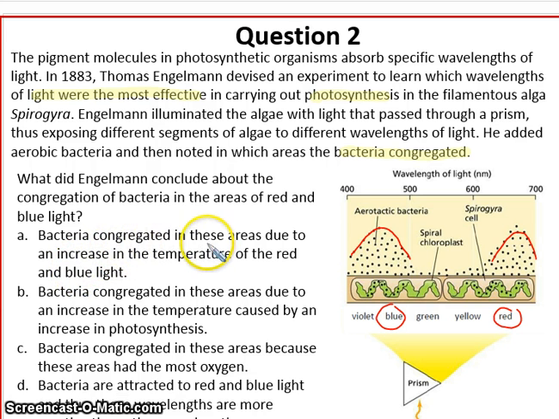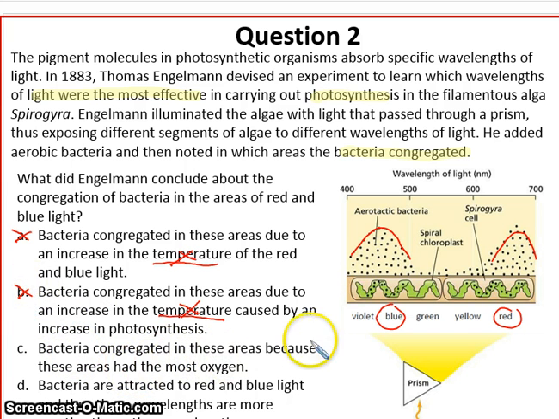It says, bacteria congregate in these areas due to an increase in the temperature of the red and blue light. If you look over here, temperature is not really a variable. And because of that, I'm going to cross A out. Next one, bacteria congregate in these areas due to an increase in temperature again. Light intensity can increase the temperature, but again, we're not seeing anything about temperature over here. I'm going to look at part C.